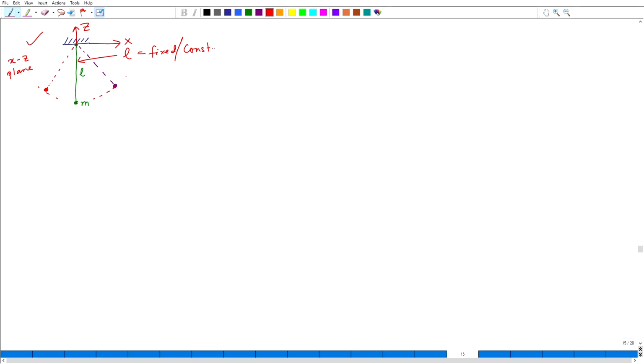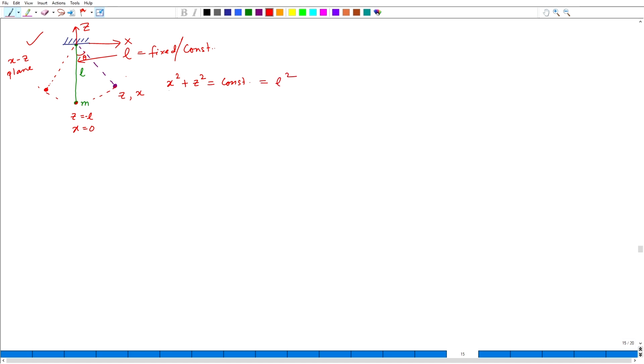And so, for example, if the particle is here, its z coordinate is actually minus L, so z will be minus L and x coordinate will be 0. Here it would have some other coordinates, z and x, and that will be given by the angle theta. But whatever be the coordinates, one thing should be clear: at any possible position, if the length of the string is not changing, then x square plus z square should be constant, equal to L square.